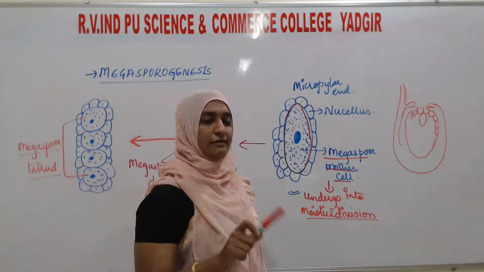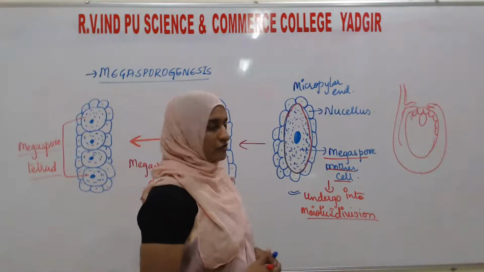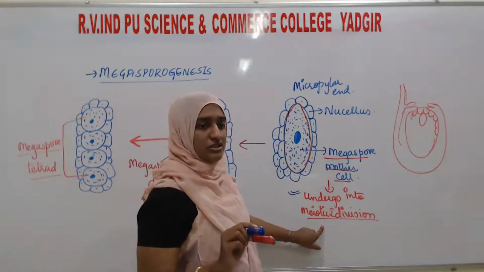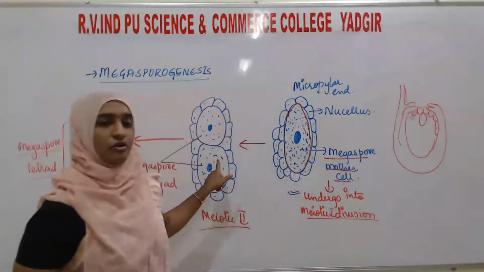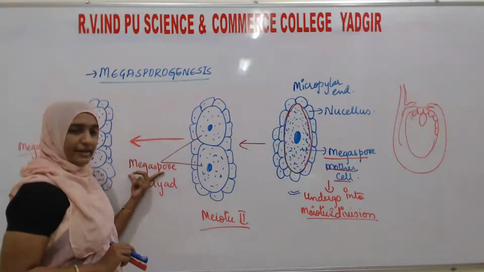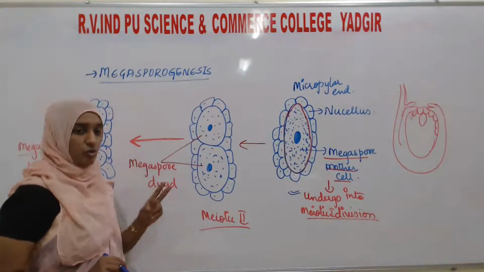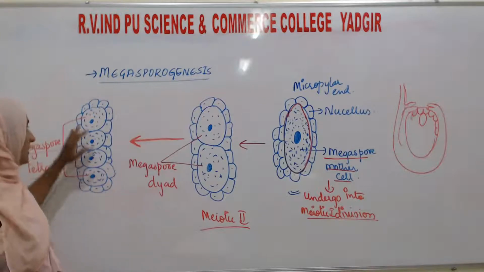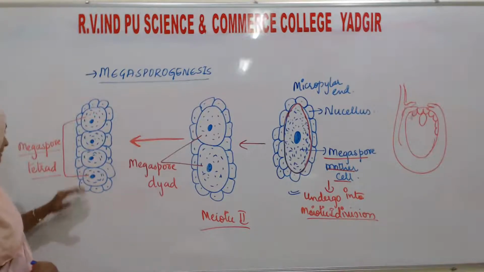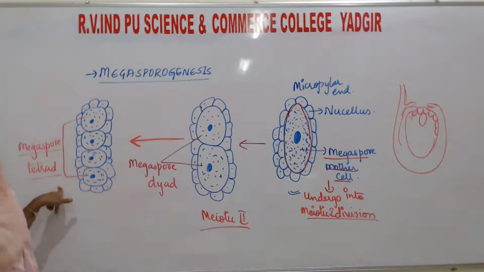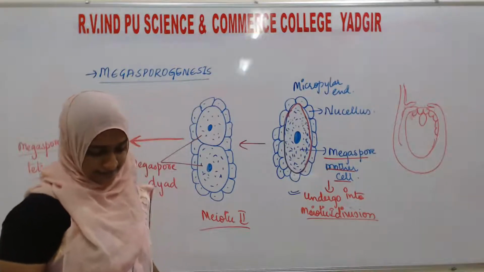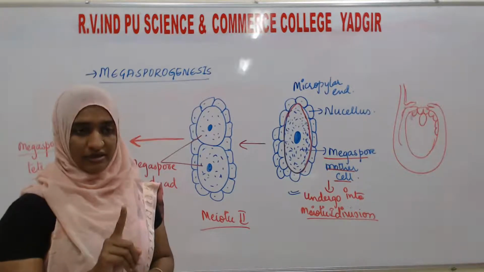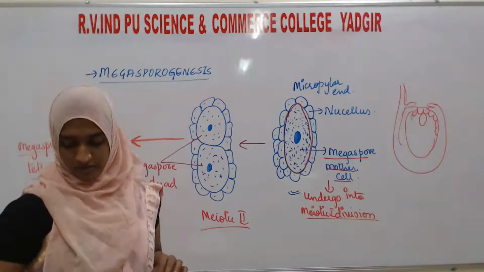But that megaspore mother cell will undergo repeated division. Here this megaspore mother cell will undergo the meiotic first division and divide into two cells. Those two cells we can call the megaspore dyad, meaning two megaspore cells. These will undergo the meiotic two division, resulting in the formation of four cells, and that is known as the megaspore tetrad. So this is about the production of four cells. Keep in mind, one megaspore mother cell has given rise to four megaspores.